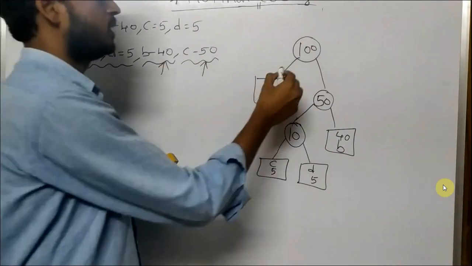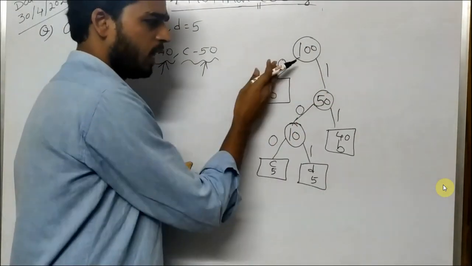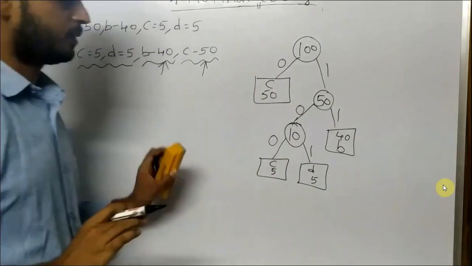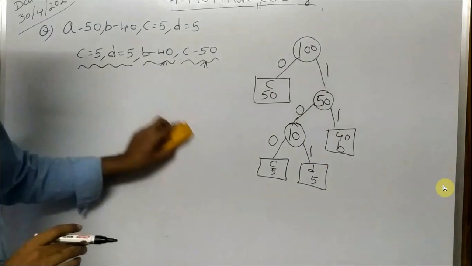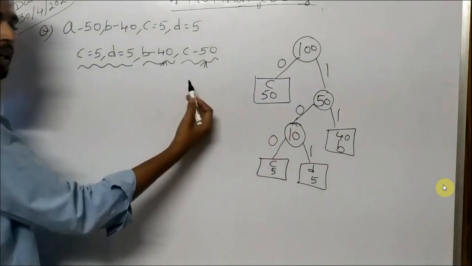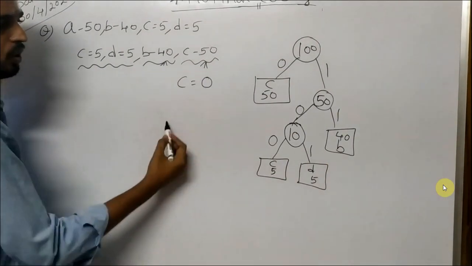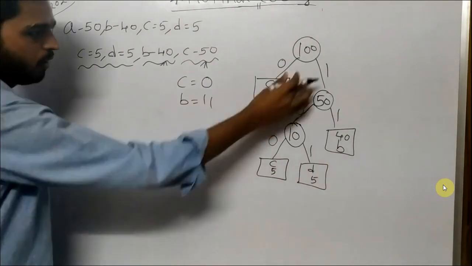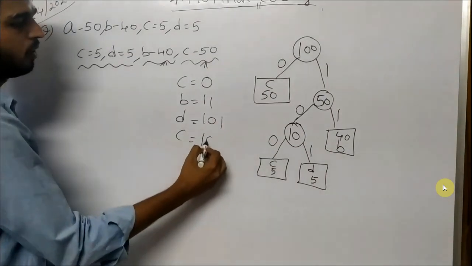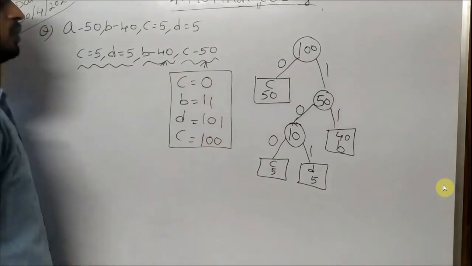So now we can allocate 0, 1, 0, 1, 0. How am I going to do it? For left edges I am going to allocate 0, for right edges I am going to allocate 1. Okay. Now, what is the external weighted path length for this one? For that we need to find out the code. For A, 0; for B, 11; for D, 101; for C, 100.